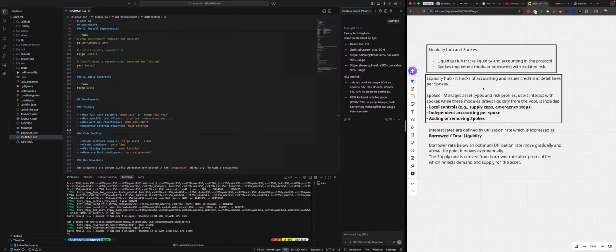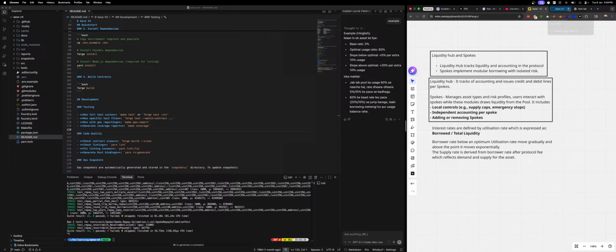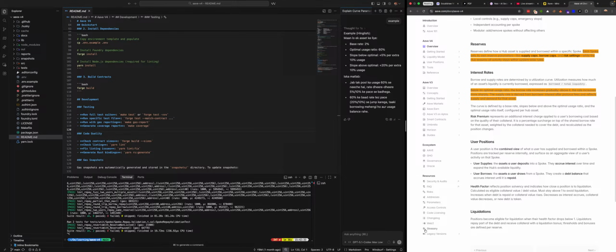Let me just go back. Spoke manages asset types. User interacts with the spokes while these are monitored. Okay, independent accounting. Yes, that is it. And we don't need to actually remember it as of now. It is okay to forget, because we are creating notes for recalling purposes, right? So it doesn't matter. And positions are tracked per reserve.